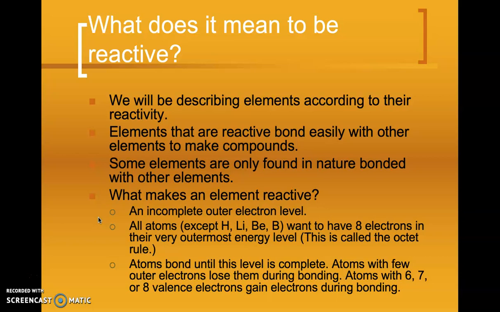All elements except hydrogen, lithium, beryllium, and boron want to have 8 electrons in their outermost energy level. This is called the octet rule. Okay, so all elements want to have 8 in their outer level except for those few. Atoms bond until that level is complete. So atoms with few outer electrons lose them during bonding. Atoms with 6, 7, or 8 valence electrons gain them during bonding. So remember back when we talked about ions, that's how those things become ions and how we can determine what the charge on that is.